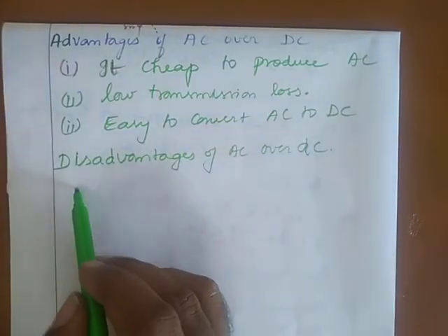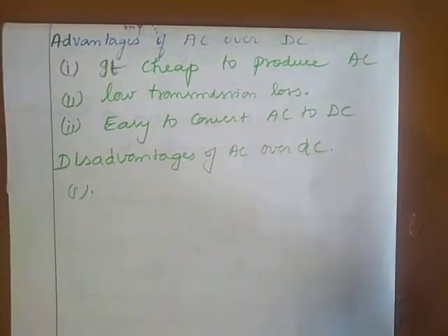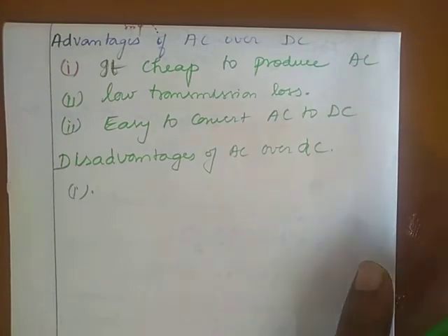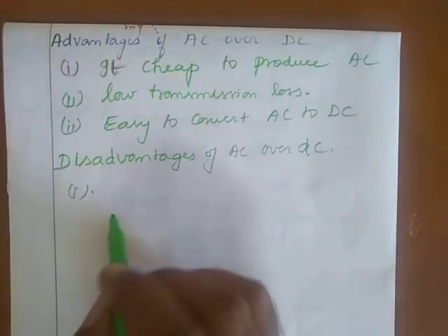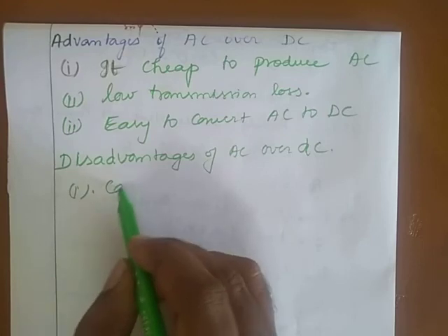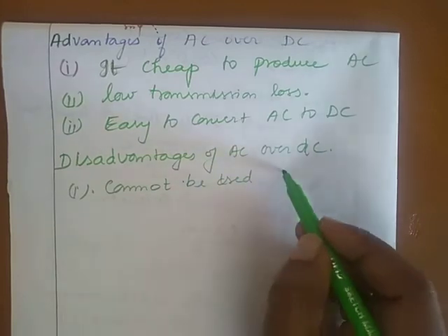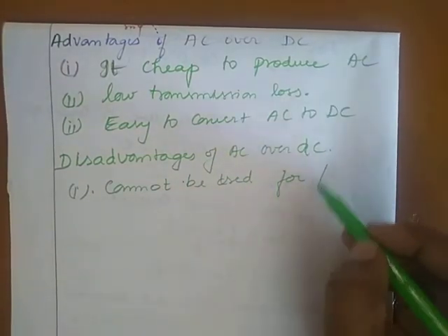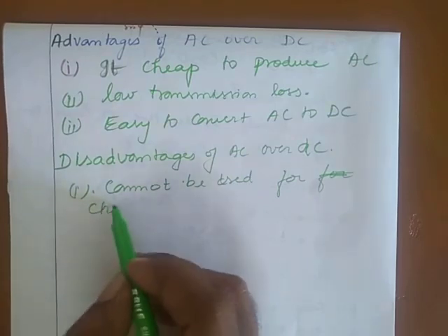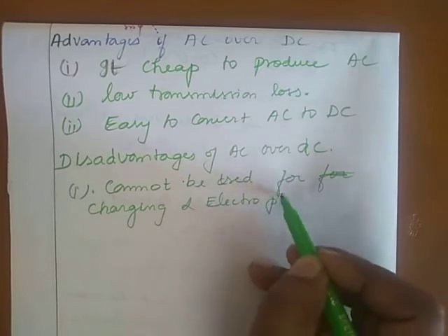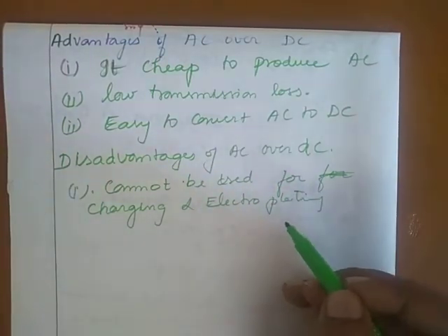First point, alternating voltage cannot be used for certain applications. For example, charging a battery, for electroplating. We need to convert that AC into DC. That is a major drawback of AC. It cannot be used for certain applications, used for charging and electroplating. For this purpose we use only a direct source.